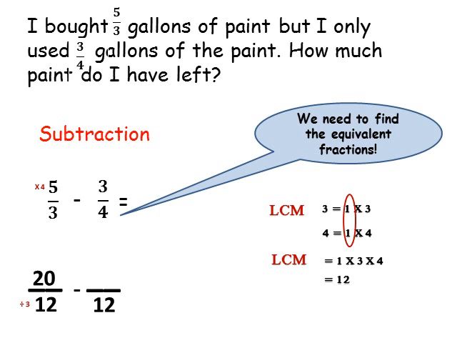Alright, so the second one, 12 divided by the old denominator 4, so 12 divided by 4, that's 3. We multiply that 3 to the old numerator, and that will be 9. So as you can see now, our new fractions 20 over 12 minus 9 over 12 have the same denominator. So therefore, you can just right away subtract the numerators. 20 minus 9, that's 11. Okay, so the answer to this problem is 11 over 12.